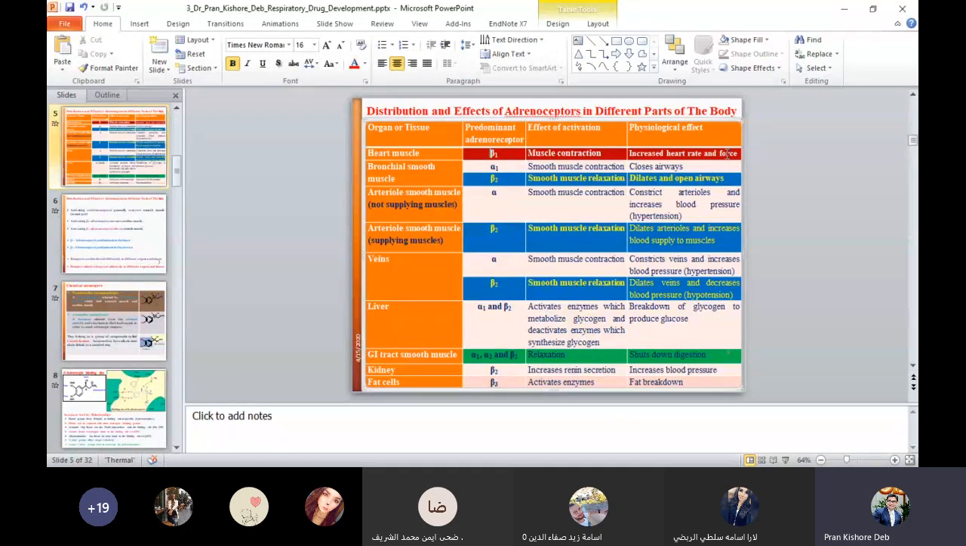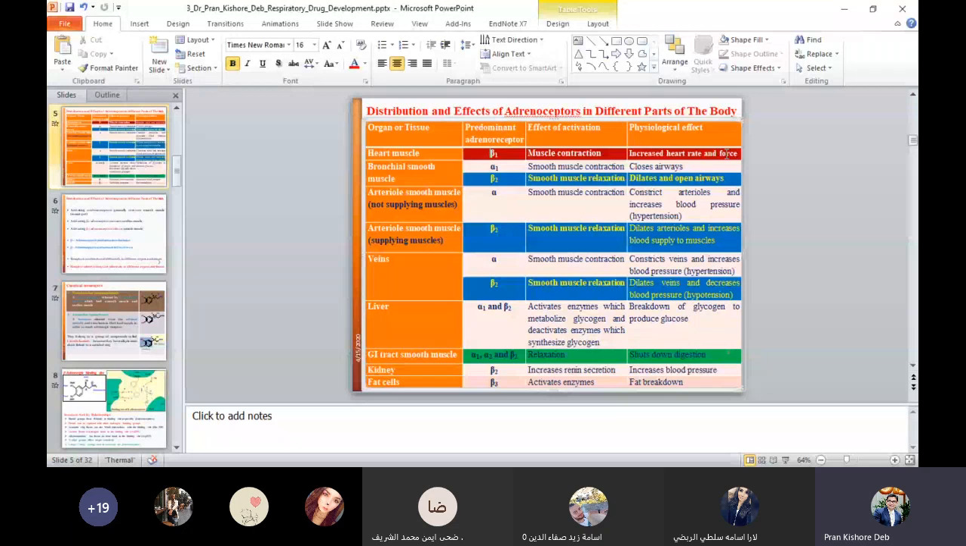So under such condition, imagine if a person is suffering from asthma, and if you give a drug, and if the same person is suffering from heart disease, and if you give a non-selective drug, what will happen? It may stimulate the beta 2 receptor. Not bronchospasm. Okay, I repeat my question.